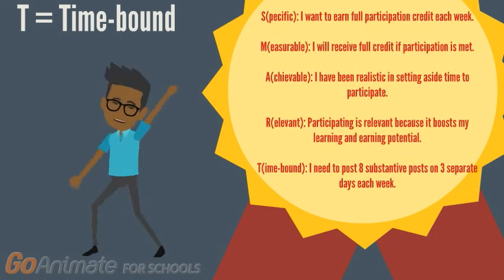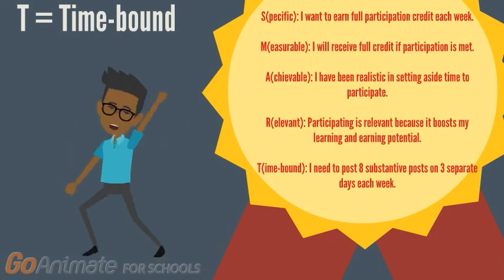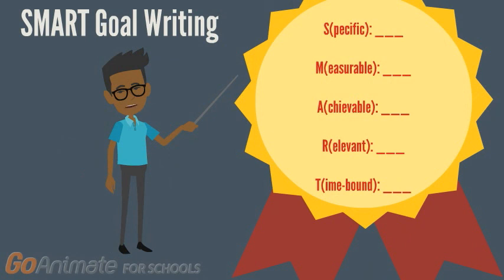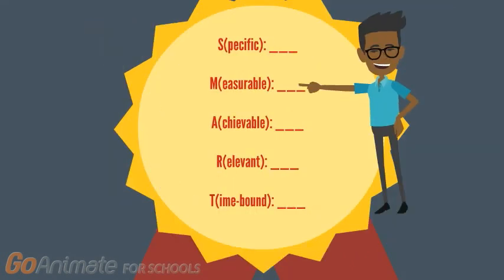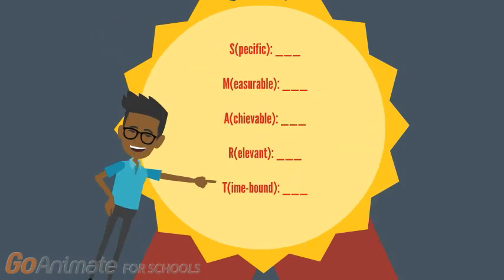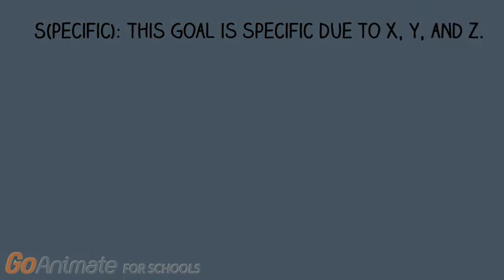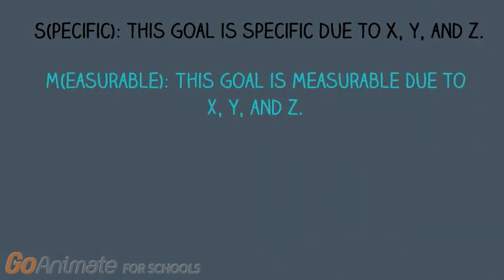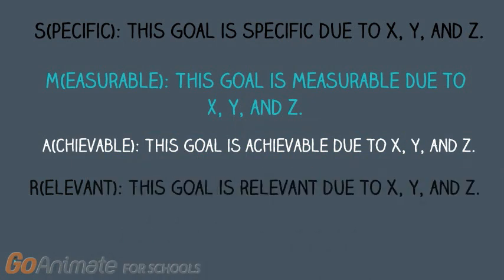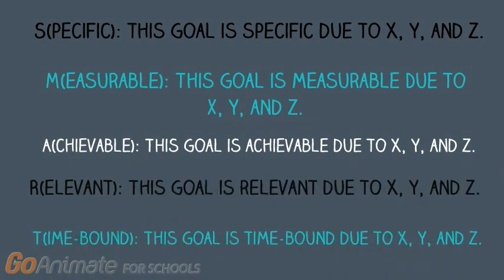Using these 5 criteria, you will be more likely to achieve your SMART goal. At various times during this class, you will be asked to write a SMART goal. Remember to always include all 5 criteria and explain how your goal meets each of those 5 criteria. For each criteria, clearly explain how the goal reflects the criteria. For instance, when talking about the specificity of a goal, explain how the goal is specific.